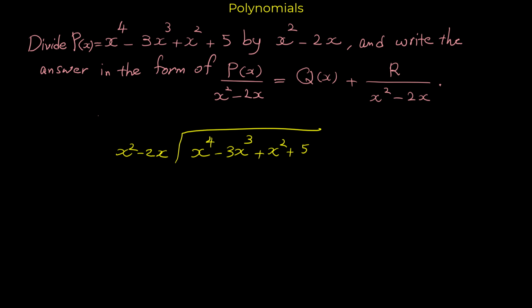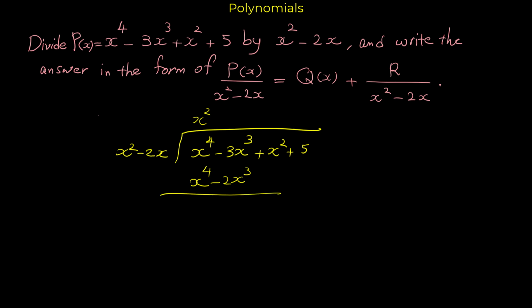We start. What was the process? Keep in your head: divide, multiply, subtract. We divide first, then we multiply, then we subtract. x⁴ divided by x²: we divide the highest term by the highest term, so x⁴ divided by x² would be x². Then multiply x² by x² − 2x, and you would get x⁴ − 2x³.